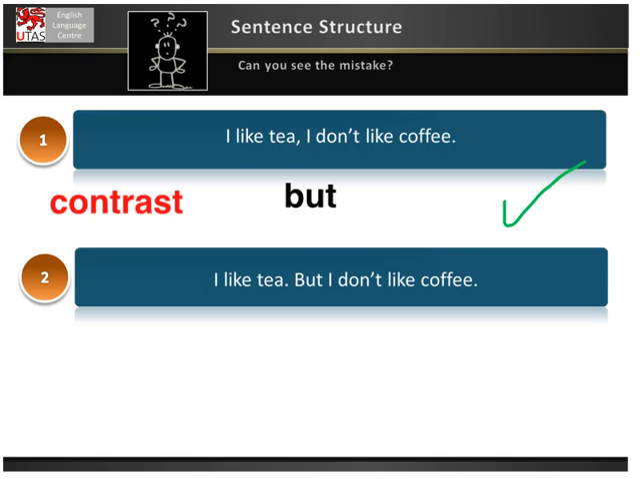So in the second sentence, we can see that the writer has decided to use but. However, but is a word from the first group of joining words. In order to use but correctly, you have to understand the pattern. But is used after a comma. It cannot be used after a full stop. This is incorrect. This is correct. I like tea, comma, but I don't like coffee.